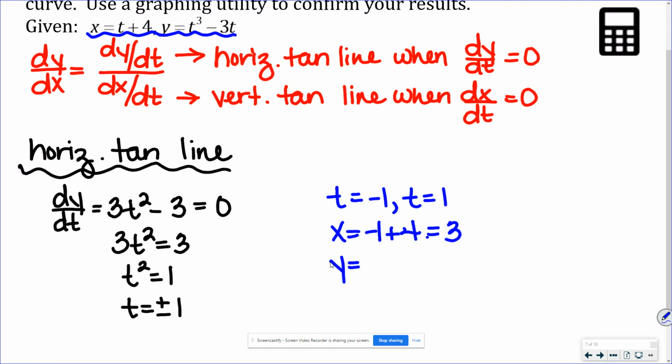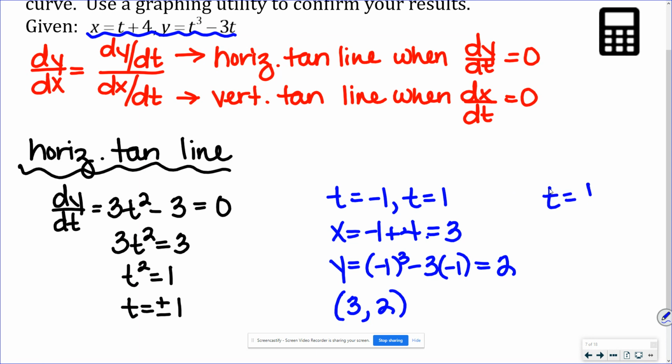So for the first value, when I plug in -1, what would this be? The x was 3, and I think this would be 2. So there's a point at 3, 2. We have a horizontal tangent line, and then we have another one that we need to find the location of at time 1.